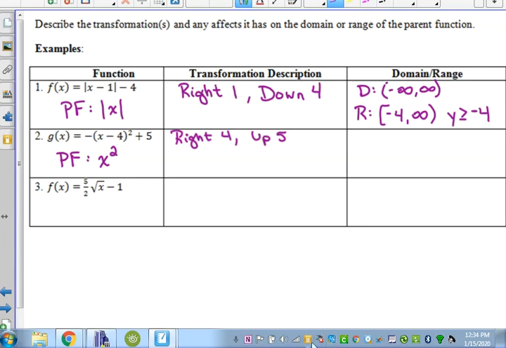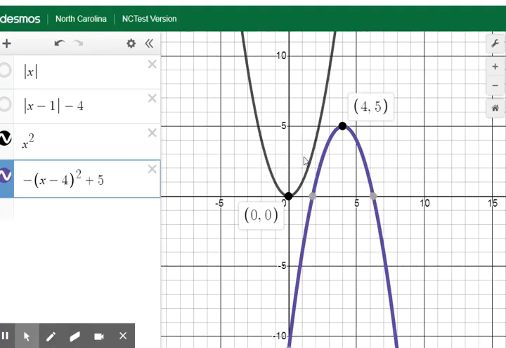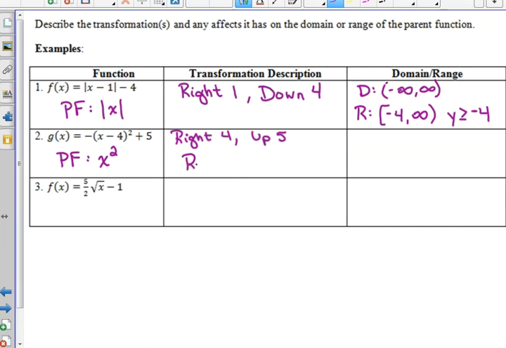Something else has also happened. Our parabola is not facing the same direction. So there has been a reflection. It has flipped over the x-axis. And we've reflected over the x-axis. That's that negative in front right there. You should be able to see in the equation that there are three things: a negative in front, a minus 4, and a plus 5, so you should have three details to your transformation. The domain here is still all real numbers.